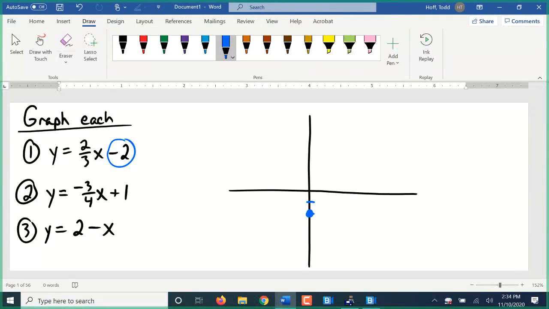The second part we look at is the part that multiplies the x. 2/3 multiplies x here, that is our slope. And remember, the slope is always a rise over a run. So from this starting point that we established here, we rise 2 and we run 3. That gives us a second point on our line. And there's our line.